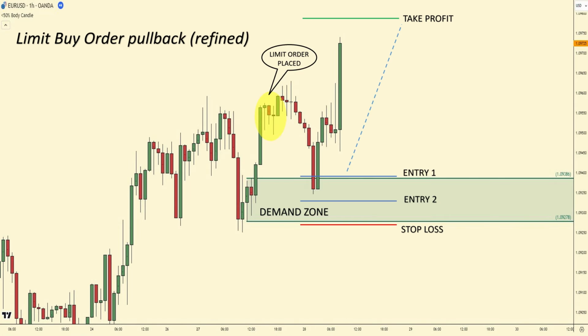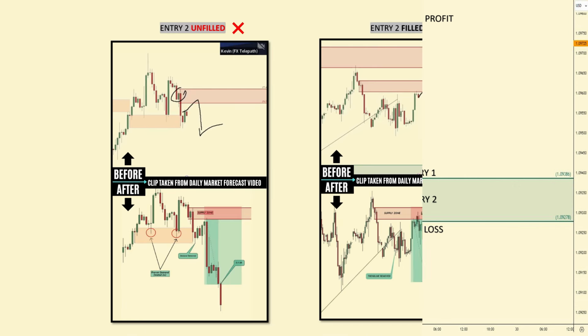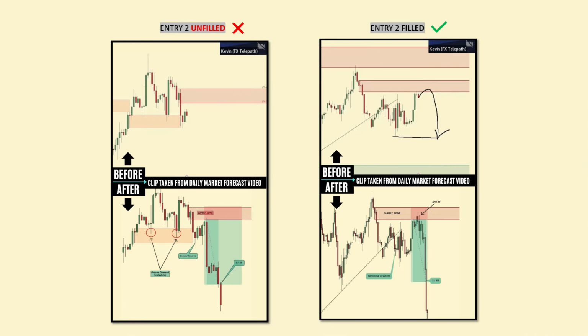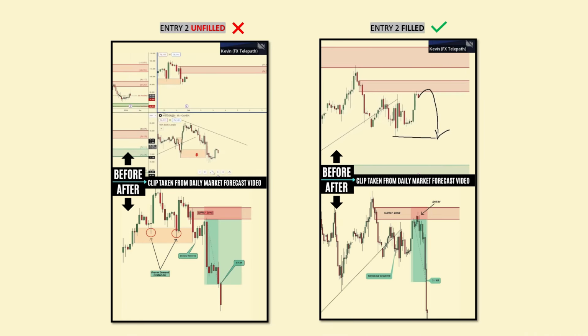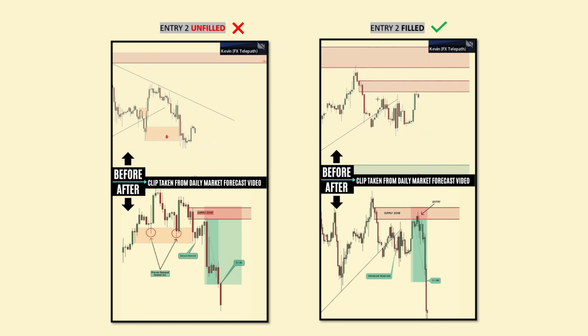Now, there are many different ways to refine this type of entry. As you're looking at the screen right now, you can see we have entry 1, which is your typical entry, but we also have entry 2 here. And you can clearly see we did not push down and hit entry 2 here. But if we did, what that would do is simply create a larger risk to reward if you split up both positions 50% each. The pros of that are we get a larger risk to reward, which equals more profit.